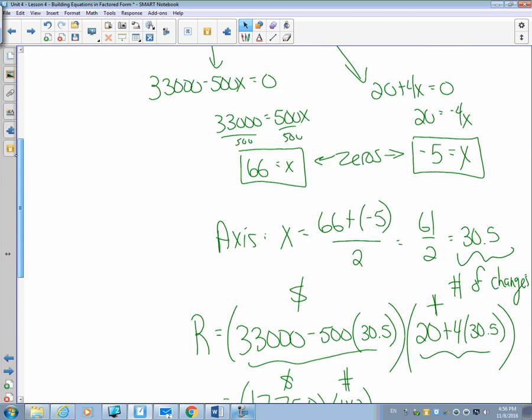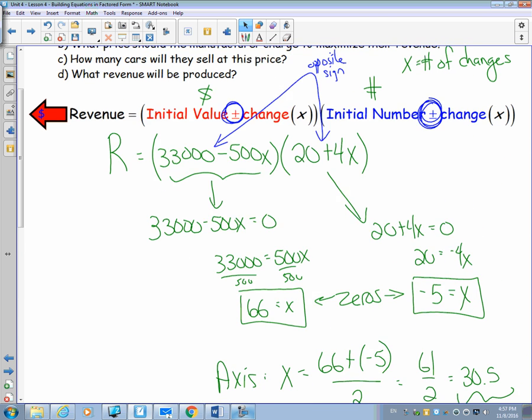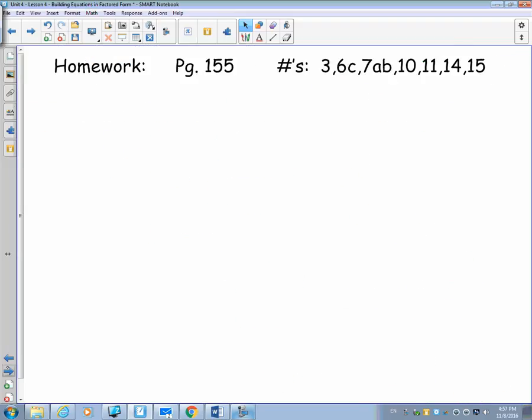Something I would definitely add to my learning goal sheet is this formula up at the top. A couple questions to try. There's definitely one of those revenue questions in there. And then come see me if you're having trouble.